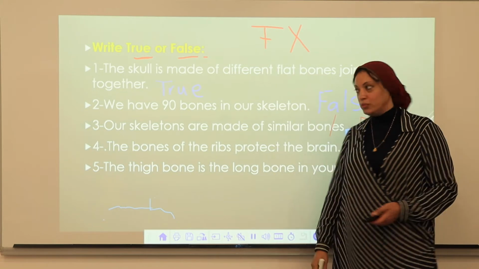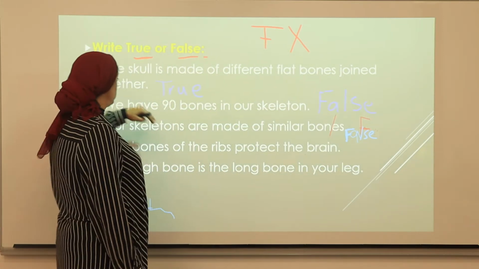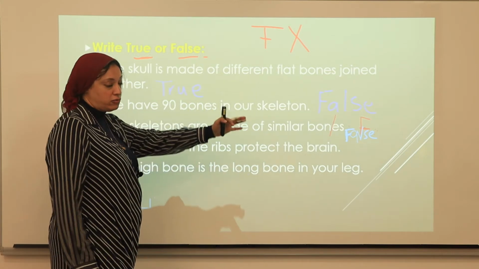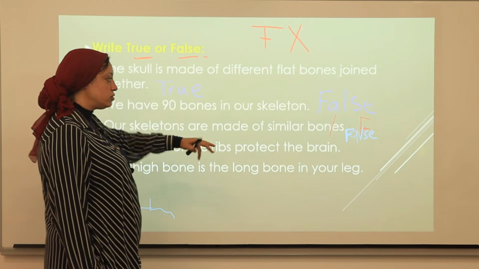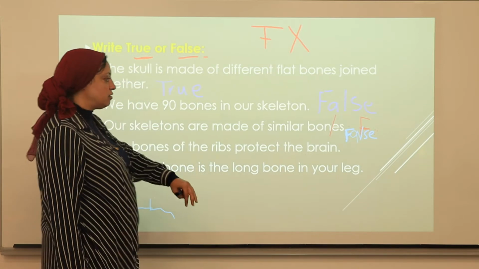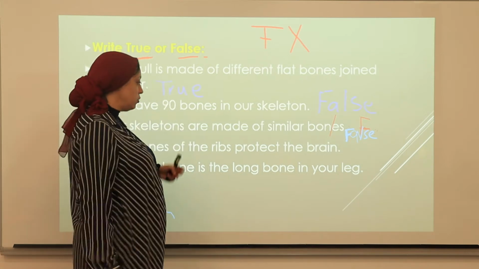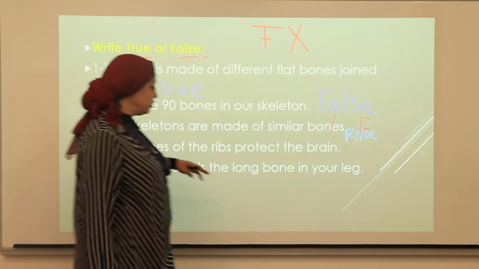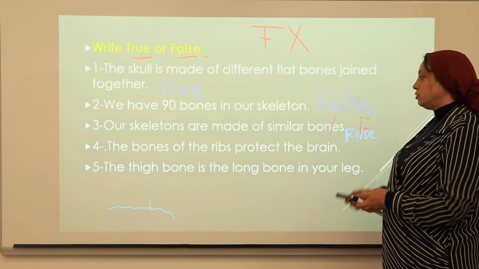Again, the skull is made of different flat bones joined together. It is true. We have 90 bones in our skeleton. It's false, it's 206. Our skeletons are made of similar bones. They are not similar, so it is false. The bones of the ribs protect the brain. It is false because the bones of the skull protect the brain. What about the ribs? They protect the heart and lungs. The thigh bone is a long bone in your leg. Yes, it is true.